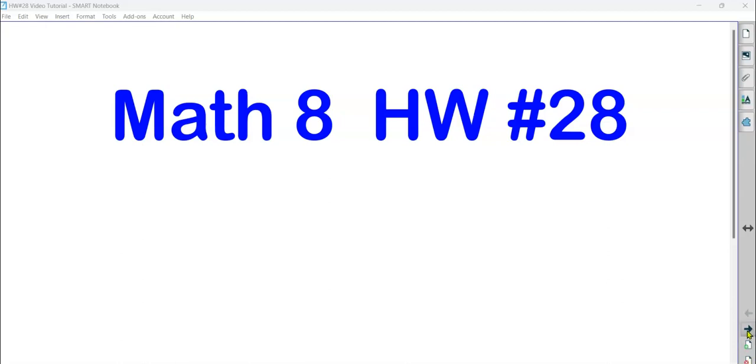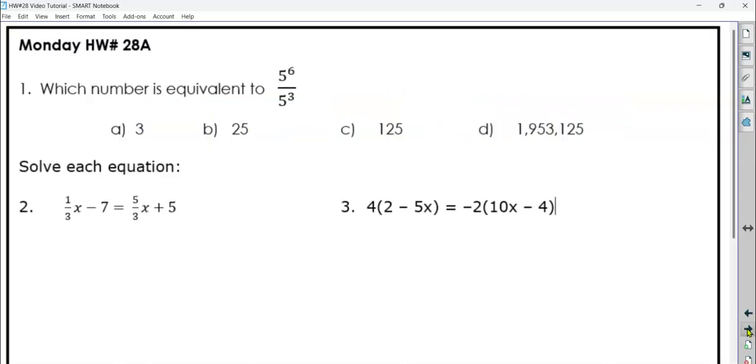Let's take a look at the questions on homework number 28. First, we start with a question about exponents. If you don't remember the rules, you may want to scan through your notebook for the unit on exponents. There are only 3 things you can do with exponents. You can add them, you can subtract them, or you can multiply them.